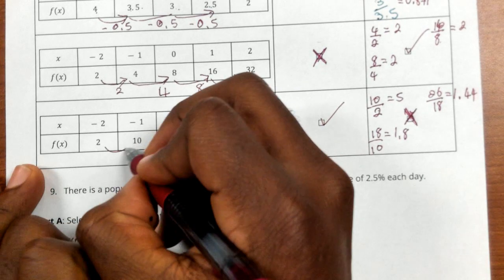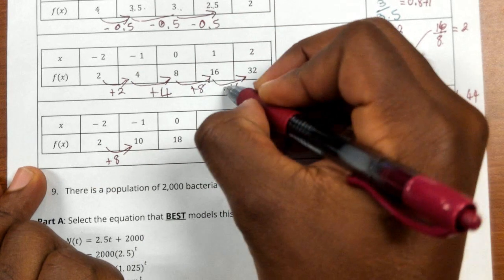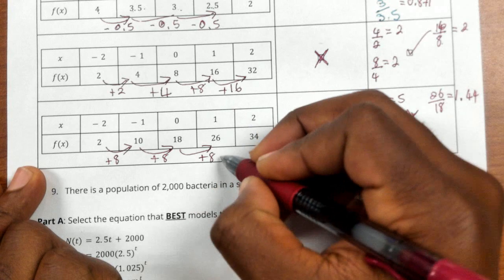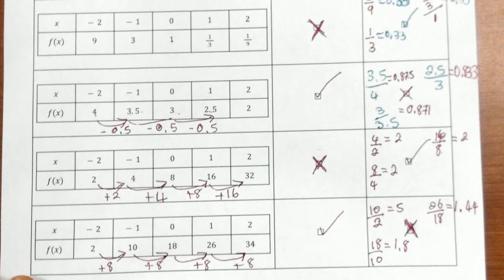And we know it's linear because here it gained 8, here it gained 8, here it gained 8, and here it also gained 8. So again, guys, that is it.